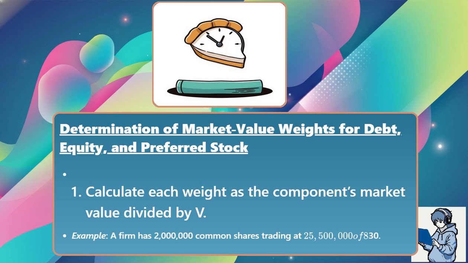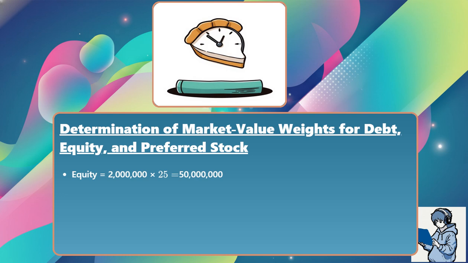Example, a firm has 2 million common shares trading at $25, 500,000 of 8% bonds selling at 98% of face, and 100,000 preferred shares at $30. Equity equals 2 million times $25 equals $50 million. Debt equals 500,000 times 0.98 equals $490,000. Preferred equals 100,000 times $30 equals $3 million.